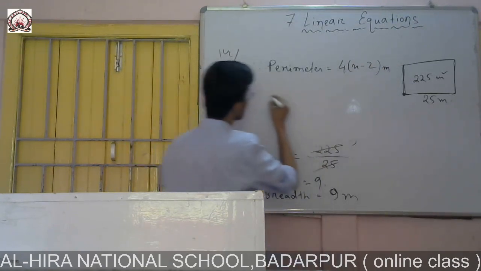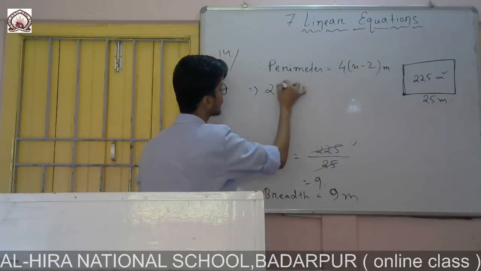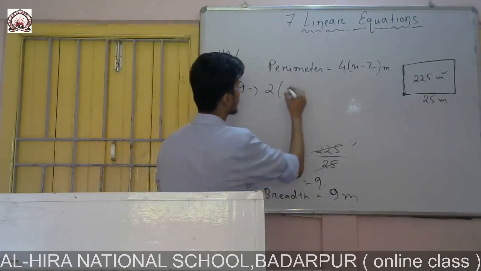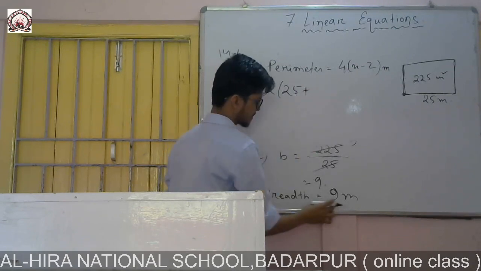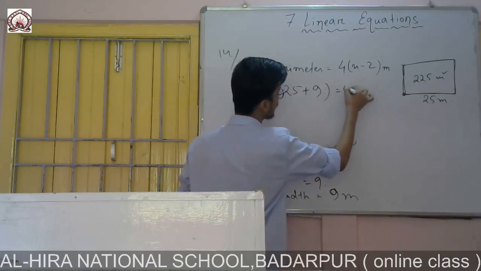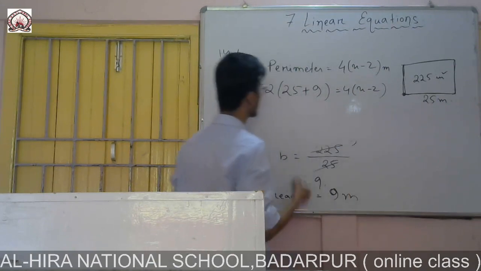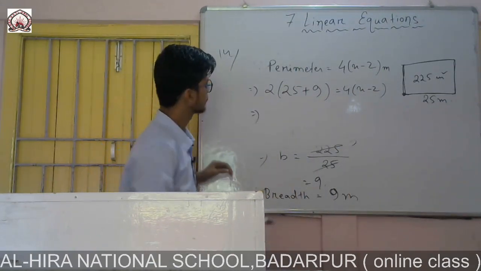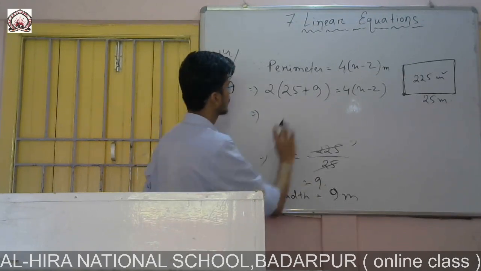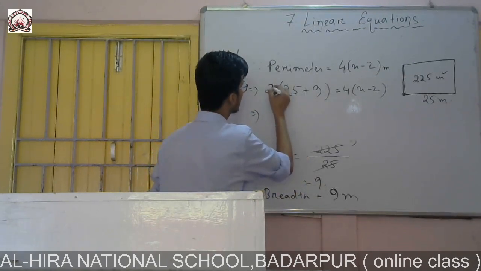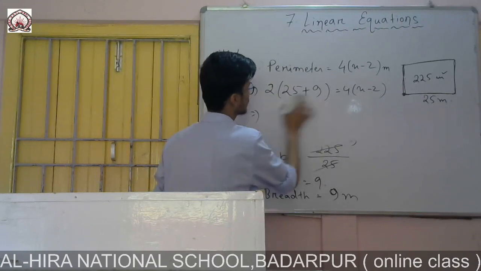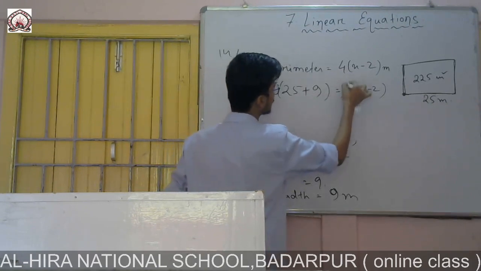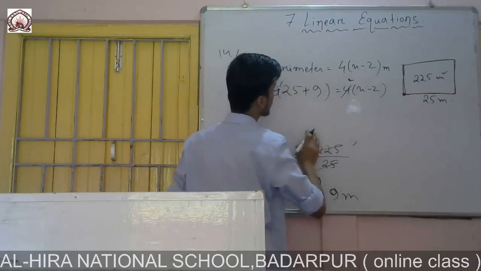So in place of perimeter, if you put 2 into length plus breadth, so what was our length? It was 25. So I am writing directly 25 plus breadth, it is 9, equals 4 into x minus 2. 25 plus 9. So okay, one thing we can do, we can cancel this 2. You see there are also 2 there. You can cancel this one. 2 1s are 2, and it will be 2 2s are 4. Both sides it is multiplied.